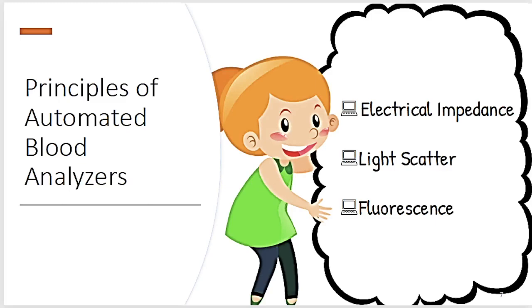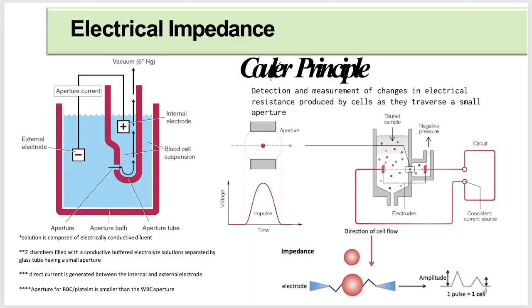So again, we will be talking about the principles of the automated blood analyzer. These are very important principles or concepts that you have to understand. We have electrical impedance, light scatter, and fluorescence. First, let's talk about electrical impedance.